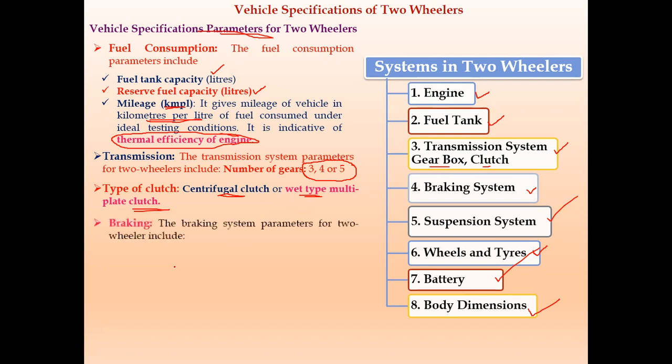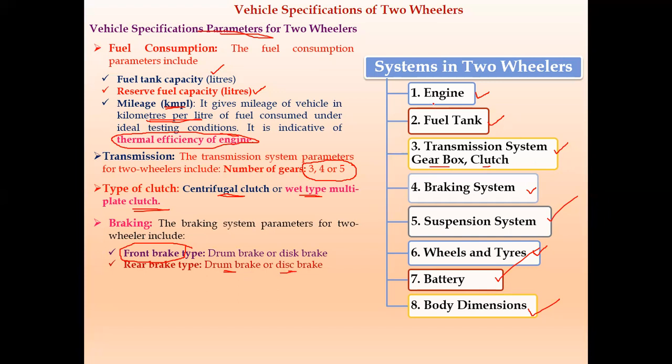Now we have braking system. The braking system parameters of two-wheelers include, first, the front brake. What will be the type of front brake? It may be a drum type of brake, or it may be a disc type of brake. Second, similarly for the rear brake, which type is there? It is a drum brake type, or it is a disc brake type.